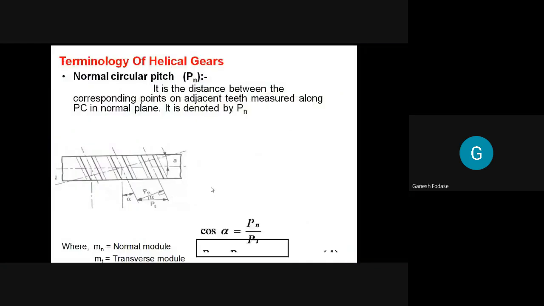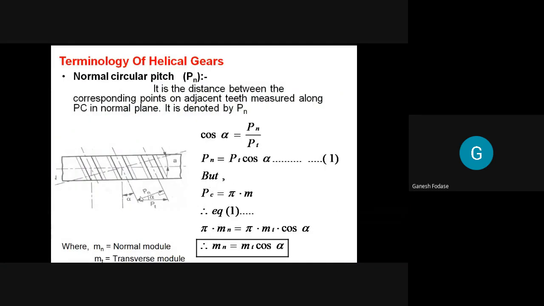You can see this. This one is Pn and this one is Pt, as it is along the normal plane and this is along the transverse plane. They are related by angle alpha. So the relation between Pn and Pt is cos alpha is equal to Pn upon Pt. That is, Pn is equal to Pt cos alpha, or Pt is equal to Pn upon cos alpha. That is equation number 1.